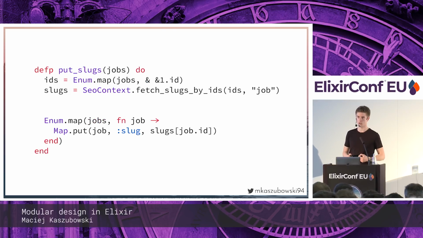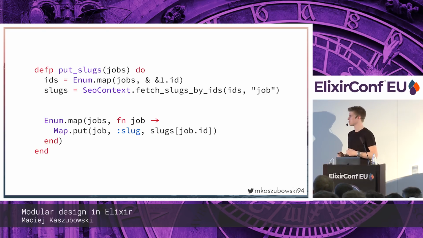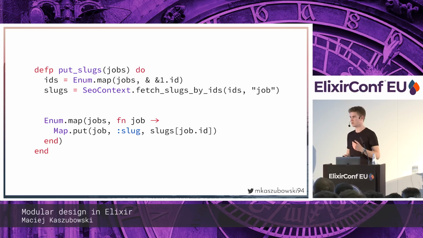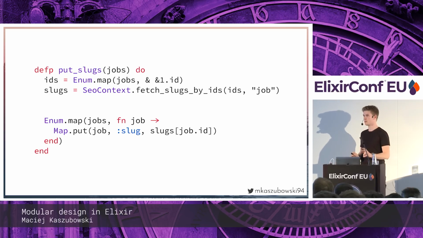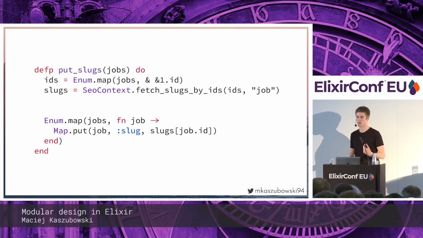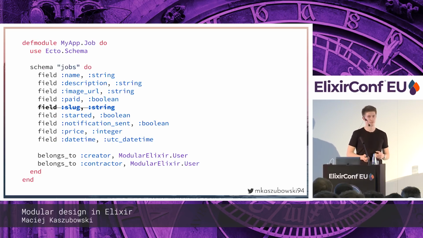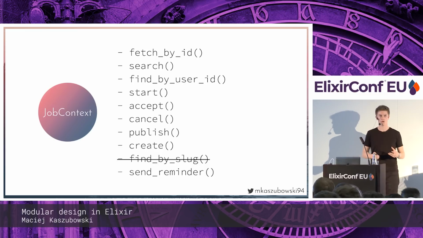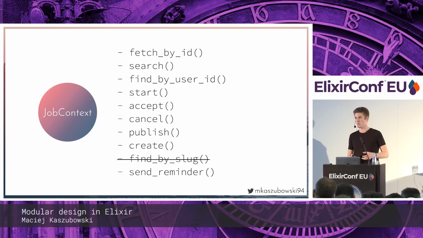We have to do this the other way as well. So in views, we have to render the slugs for jobs. So we just take a list of jobs, collect their IDs, fetch their slugs, and put a slug on each job. So by creating a simple module with 3 functions, we are not only able to remove a field from here and a function from the job context, but we gain a lot of different benefits because now we focus on behavior, not on the resource.